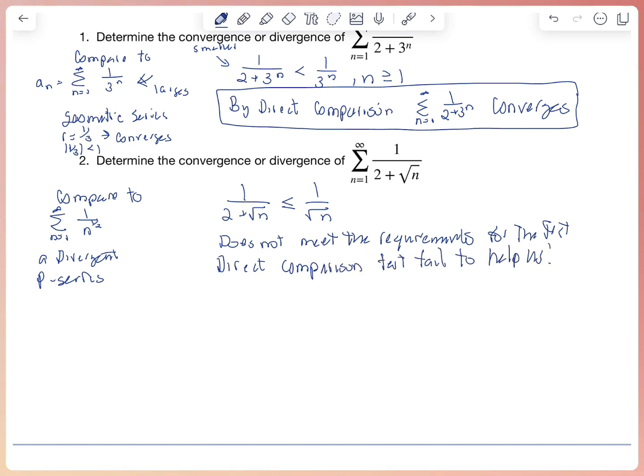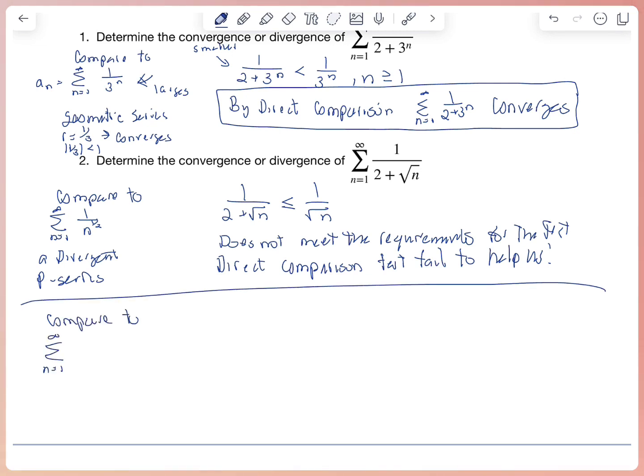But this doesn't mean that the direct comparison test fails. That just means I need to make a better choice of what to compare it to. So let's try this again, but this time let's make our series 1 over n. So the summation of n equals 1 to infinity of 1 over n. Now this is also a divergent series. This is the harmonic series, so I know it's divergent. Or you could say a p-series where p equals 1.